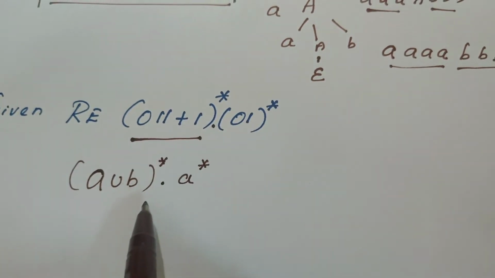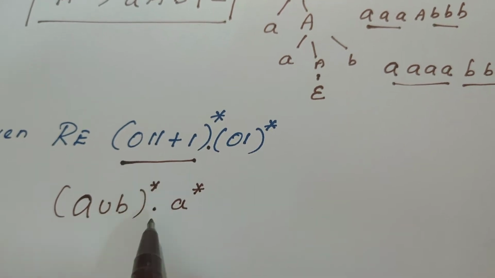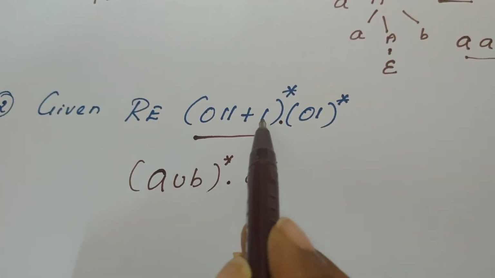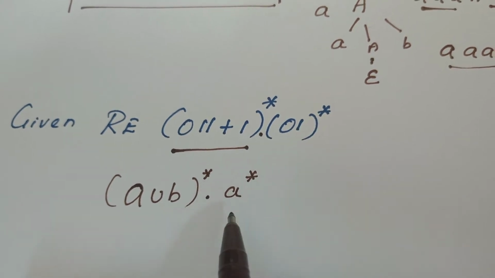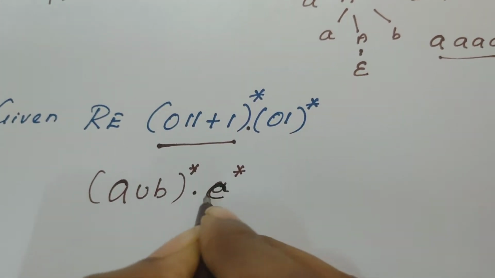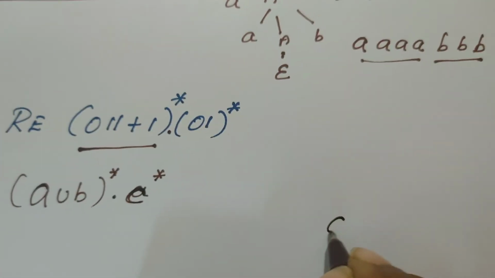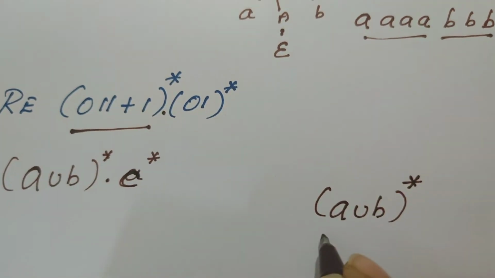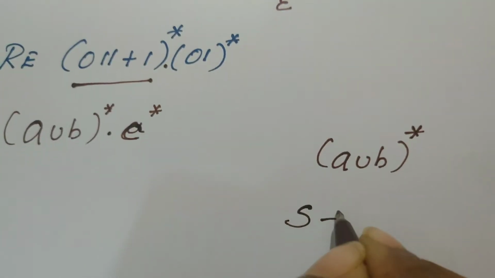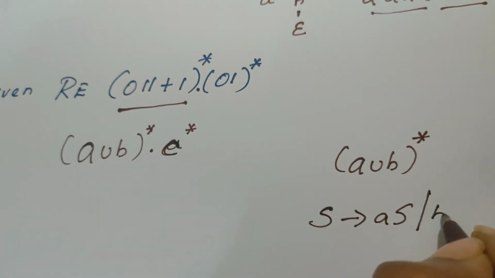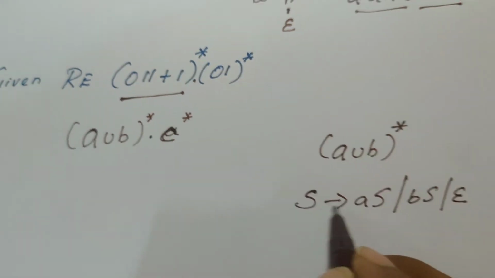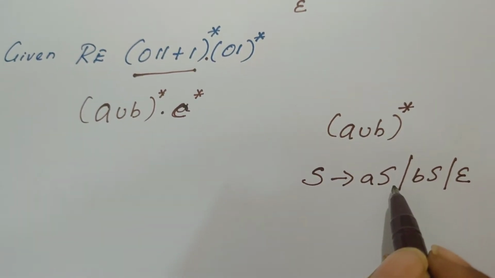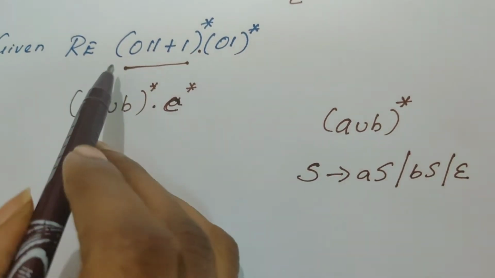This regular expression you can compare with this pattern. (a union b) the whole star, followed by a star. In this case, a is 0, 1, 1. b is 1. For the other part of the regular expression, it is a. Or else I can comfortably change it to some other terminal. Let it be c star. Already we have seen how to write a context-free grammar for the regular expression (a union b) whole star in my previous video. For this, how can I write the context-free grammar? S derives aS or bS or epsilon. This is the grammar for this regular expression. This grammar produces strings of a's and b's of any length. So the same technique we are going to use here.